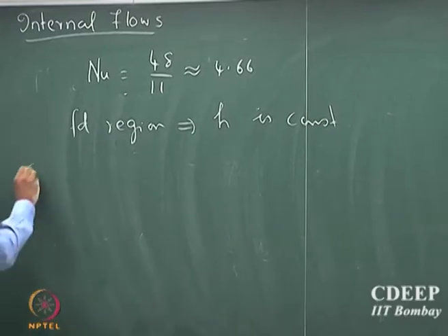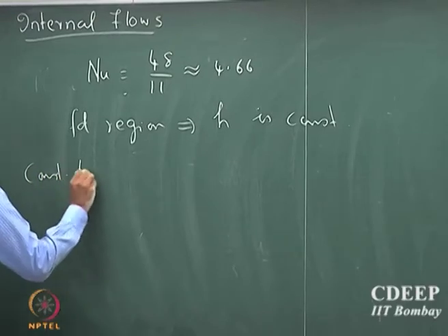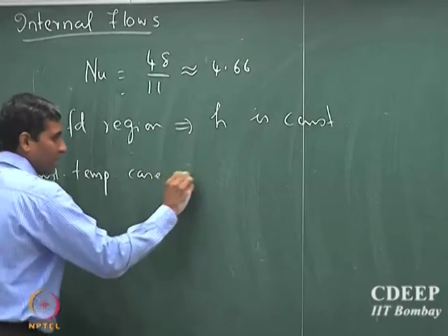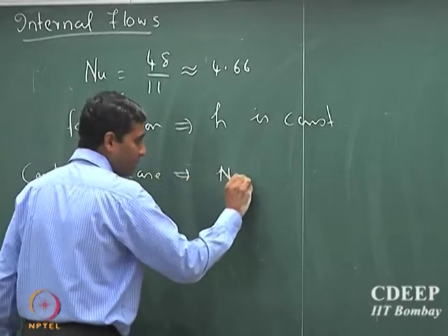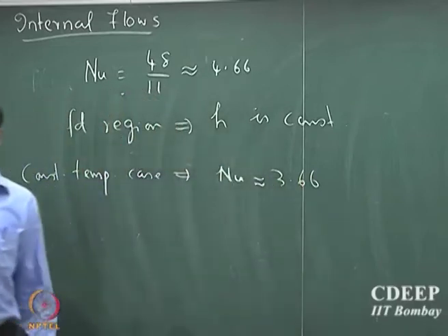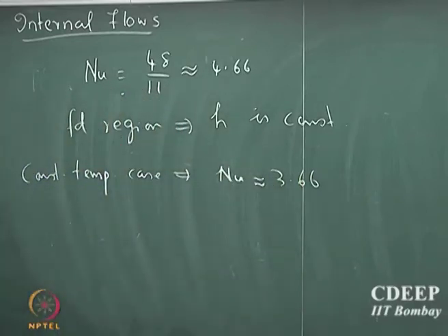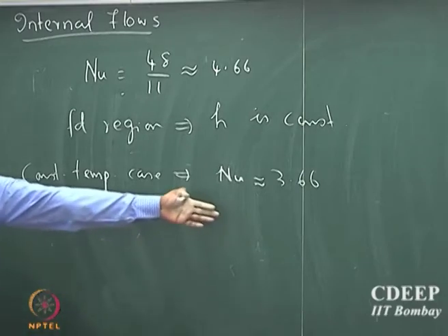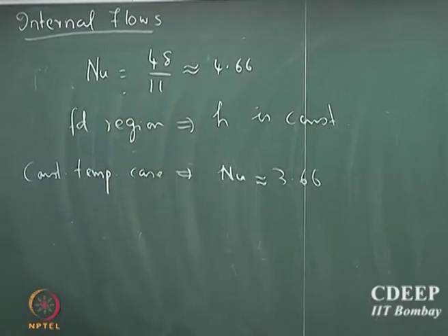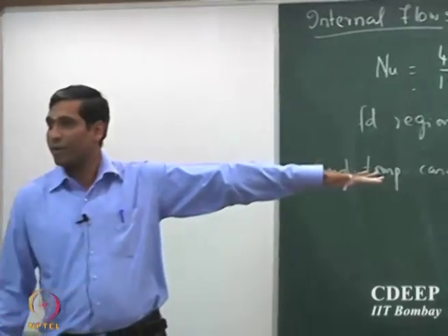And similarly one could do an exercise for the constant temperature case, and one would find that Nusselt number will be about 3.66. The same exercise: you solve the equation, put all the characteristics of the local temperature gradient, and you will find that the Nusselt number is about 3.66. So it's consistent with the properties and the characteristics that we observed without solving the equation.